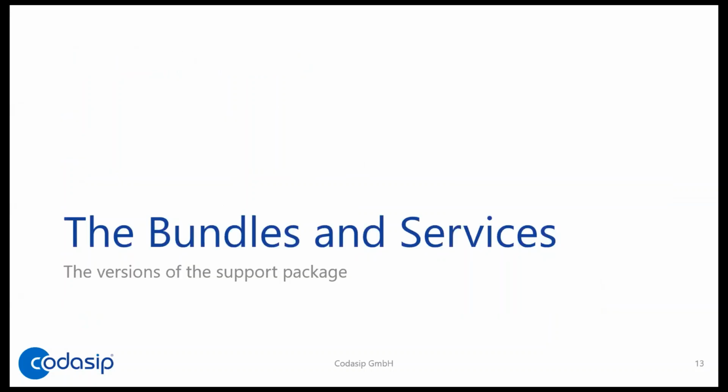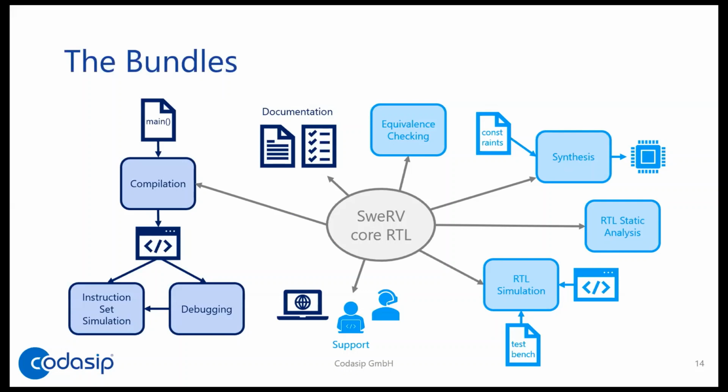So now let me explain the different versions of the support package that Codasip is providing. Here we are back to the slide that I basically started with. This time there is a distinction by color of the different aspects of the deployment process, and this divides the two different versions of the support package that Codasip provides. Let me discuss these two versions in more detail in the following slides.